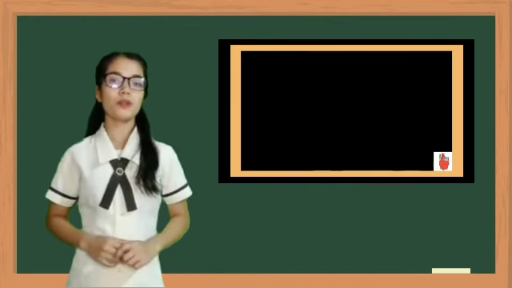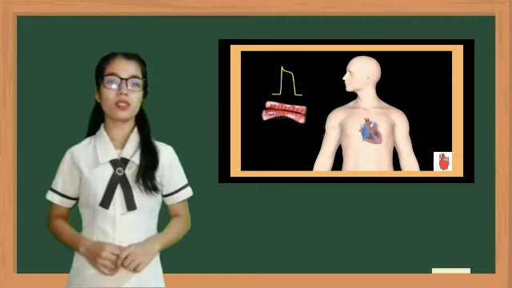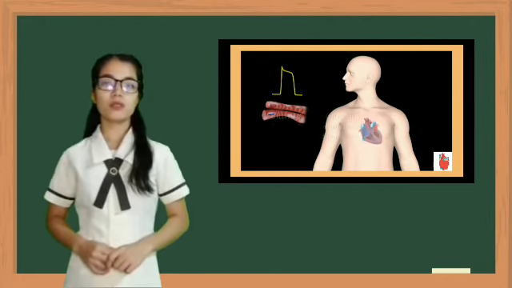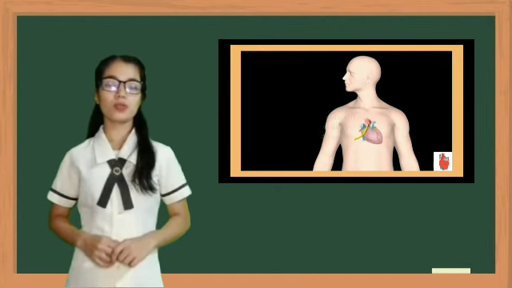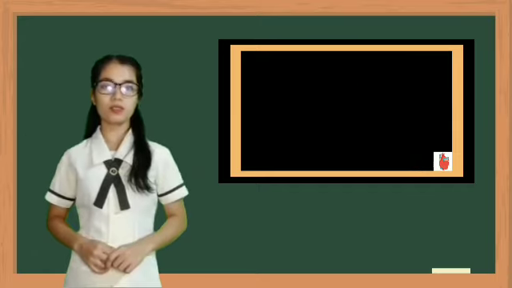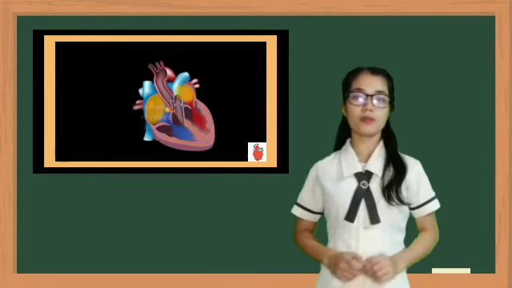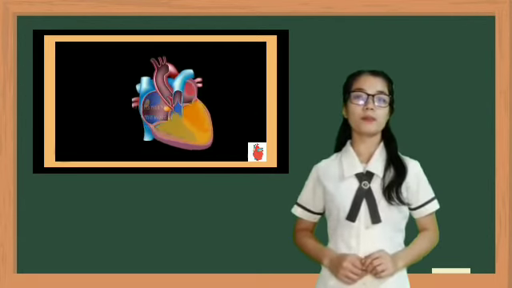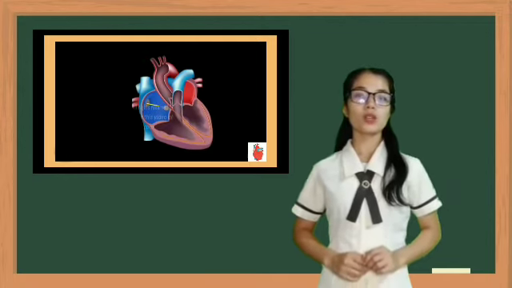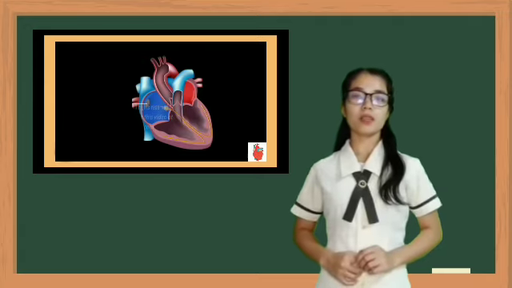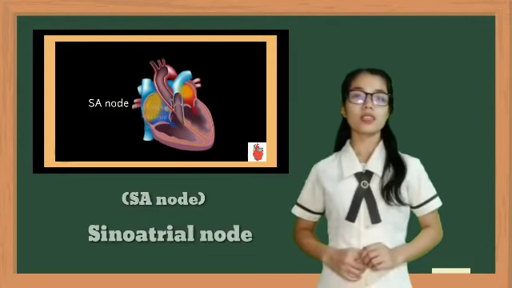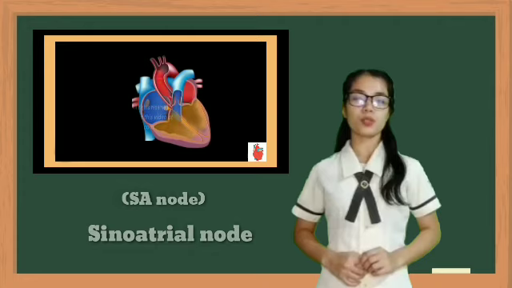The contraction of heart muscles is initiated by electrical impulses known as action potentials, unlike skeletal muscles which are stimulated by the nervous system. The heart generates its own electrical stimulation. The impulses start from a small group of cells called pacemaker cells, which constitute the cardiac conduction system. The primary pacemaker is the SA node. It initiates all heartbeats and controls heart rate.